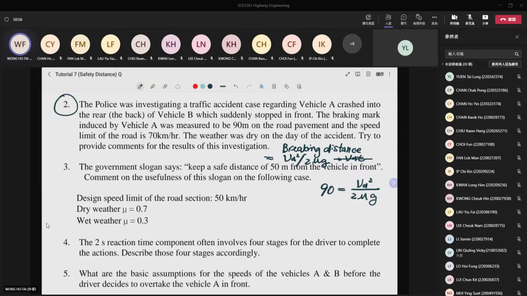If mu is 0.7, what should the distance be? And for 0.3, what would be the stopping distance? Can you try to calculate by yourself? The stopping distance is not difficult. It is the reaction distance plus the braking distance. So it is V, the design speed, times the time, plus for the braking distance V squared over 2 mu g. If it is 50 meters from the vehicle in front, and the design speed of the road section is 50 km per hour, is it safe for the dry weather, and is it safe for the wet weather? Can you try to calculate on yourself?